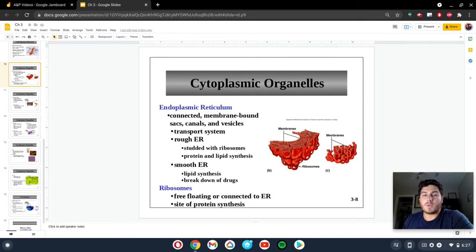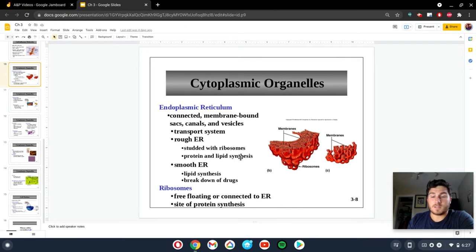All right. So with that said, we're going to go over a few of them here. The first couple on these slides are the endoplasmic reticulum. It is going to be connected to the membrane-bound sacs, canals, and vesicles, and they are a little transport system within the cell. There are two different types of endoplasmic reticulum. We have the rough ER and the smooth ER. The rough ER is going to be loaded up with ribosomes, which we'll talk about next. And they're going to be a site where protein and lipid synthesis are going to occur.